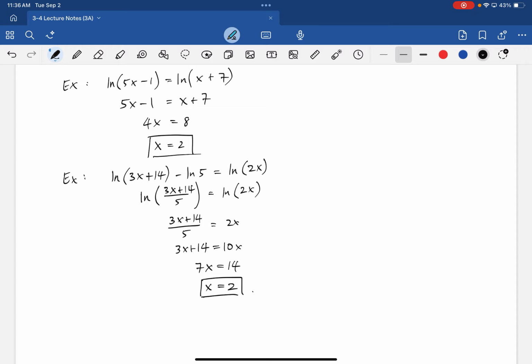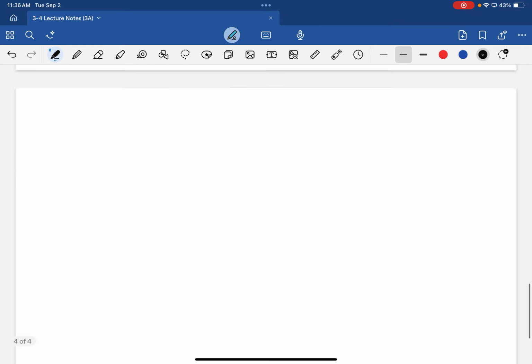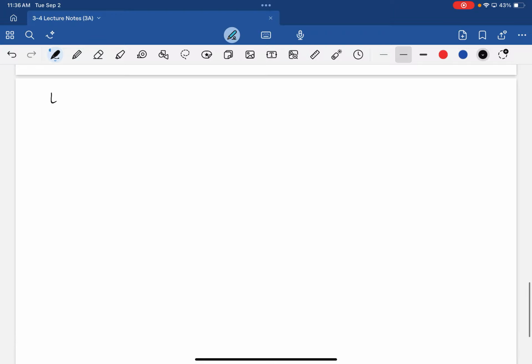Okay, let's do another one. Let's say we have 5 + 2 ln x = 4. Not too hard. What should we do first? Yeah, we should try to isolate the ln x, right? So we can subtract 5 from both sides. That gives us 2 ln x equals -1. And finally, ln x equals -1/2.